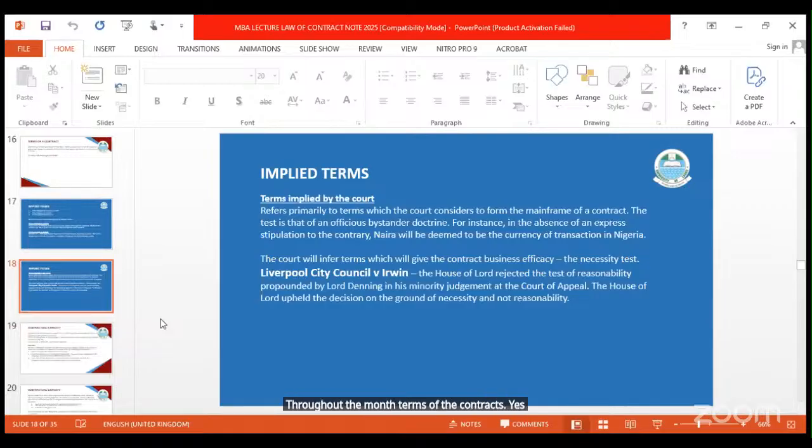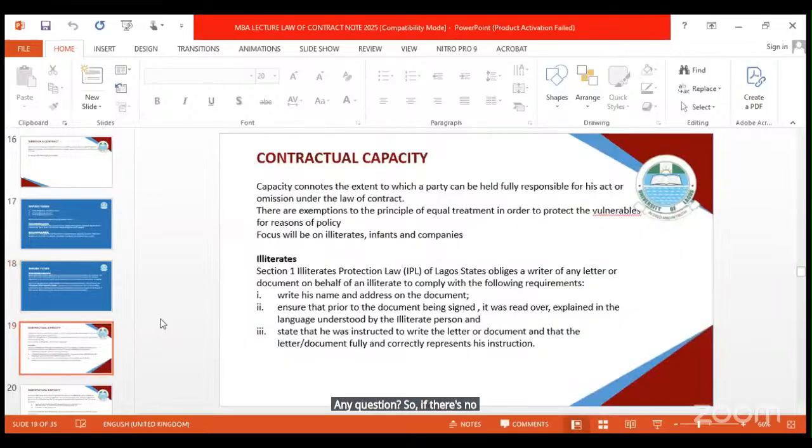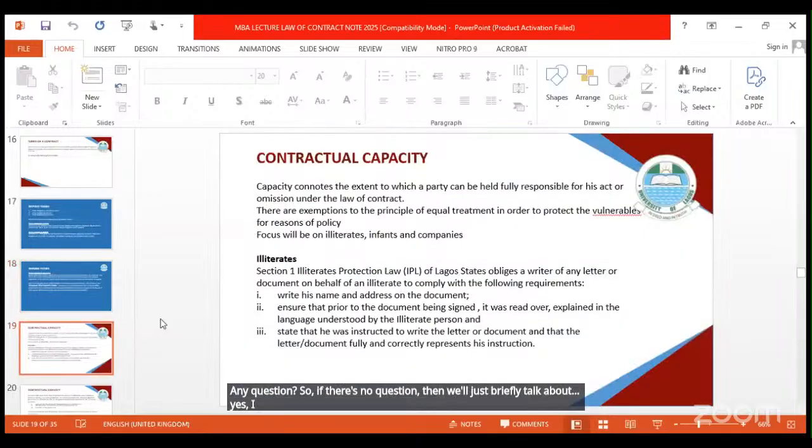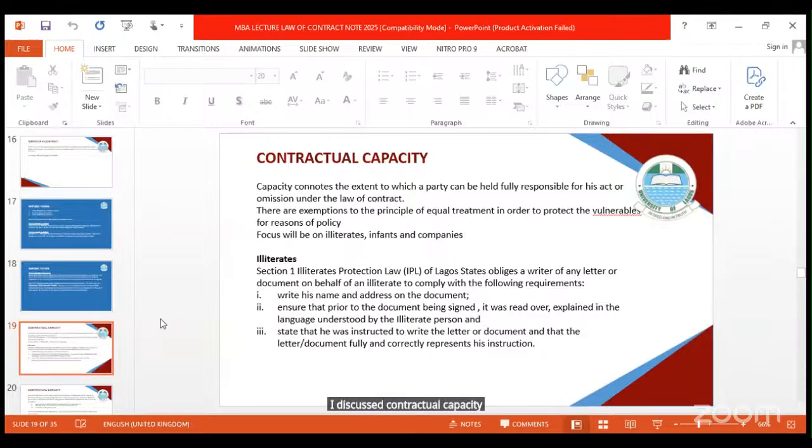Yes. So any question? Any question? So if there's no question, then we'll just briefly talk about, yes, I think I've discussed this aspect before. I discussed contractual capacity before, just to reemphasize this aspect.